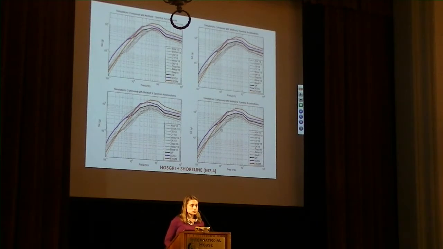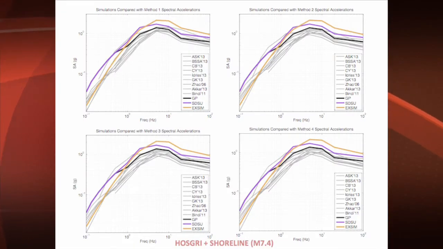When I show the factors, it will become much more obvious, but the gray lines in this plot and this plot are essentially identical. The simulations are closer to the GMPEs for method 1 than they are for the other plots. And then we notice the same features that Jeff just pointed out. At high frequency, Jeff worked in period, I'm in frequency, so I'm flipping it. But at high frequency, we're seeing that the X-sim is very high.